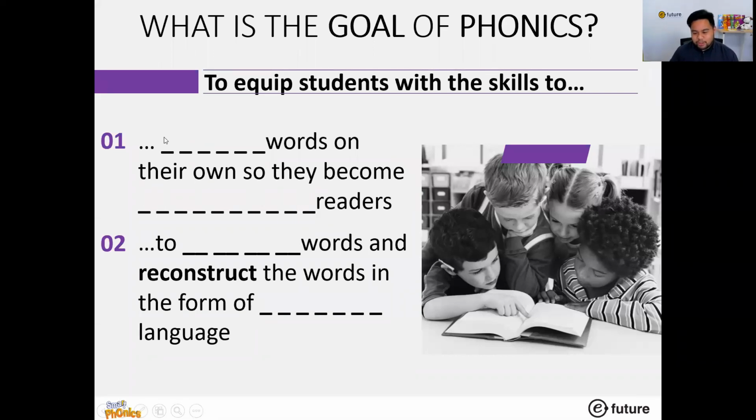I gave you a little bit of a hint. Each space here is one letter, so I'll give you the length of the word. Can you guess this first blank? It's a 6-letter word. I didn't make this a hangman style, so you can't guess the letters. What word do you think this is? For number 1: blank words on their own, so they become blank readers.